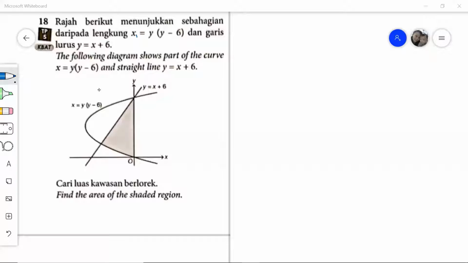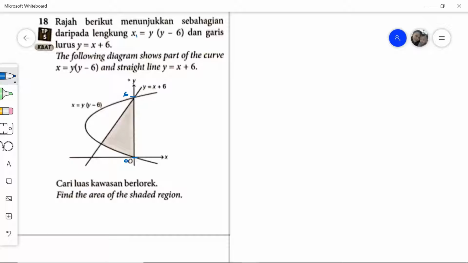y-intercept on the y-axis, because on the y-axis, x equals 0. Therefore, we will have y equals 0 and y equals 6. So we have here 6 and here 0. Okay, that is from the curve. And next, the straight line, y equals x plus 6. And then we have to find the area of the shaded region.